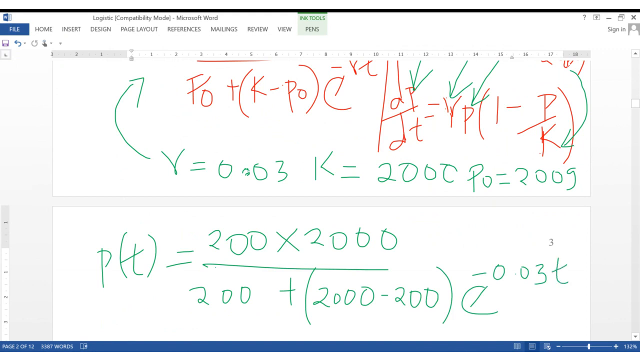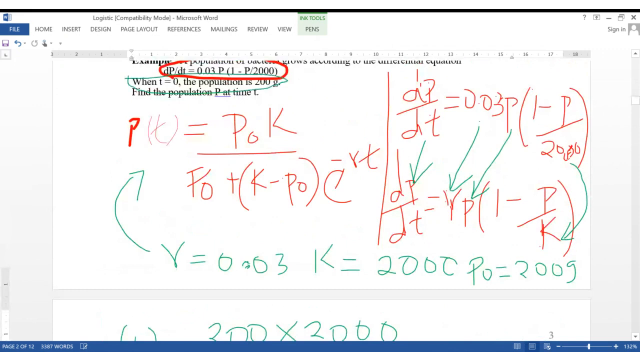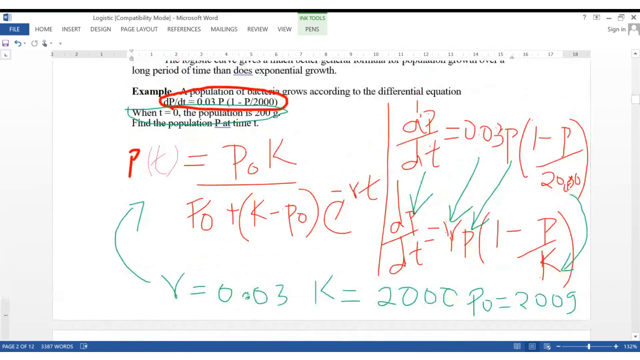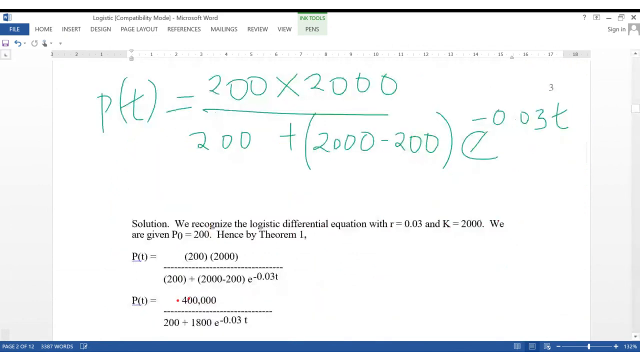So what I did, first of all, I remembered the equation for the differential equation. Then I did a direct correspondence. Then I picked the values, and then I just replaced them on the P(t). And if you check my solution and what they have here, it is the same. You can see they're multiplying 200 times 2000, 200 plus that one, and the final solution is that. So you remember the two formulas, and then you do a direct correspondence, you'll be okay. But if you don't remember the two formulas, it becomes a bit hard for you to be able to do it.